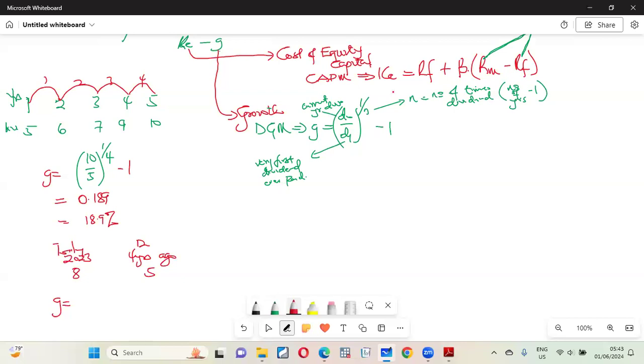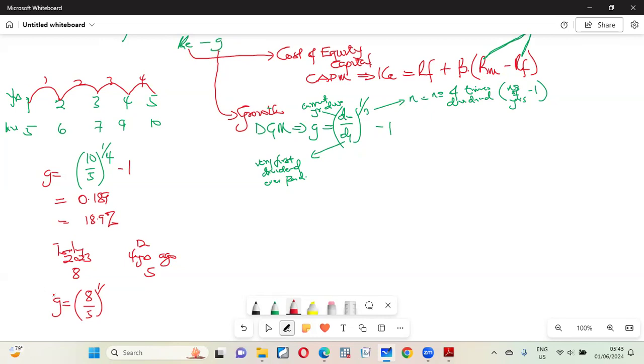D0 will be 8. And then D1 will be 5, raised to the power 1 over n. What is n? N will be 5. How did you arrive at 5? Sorry, 4. 4 years ago. How did you arrive at 4?